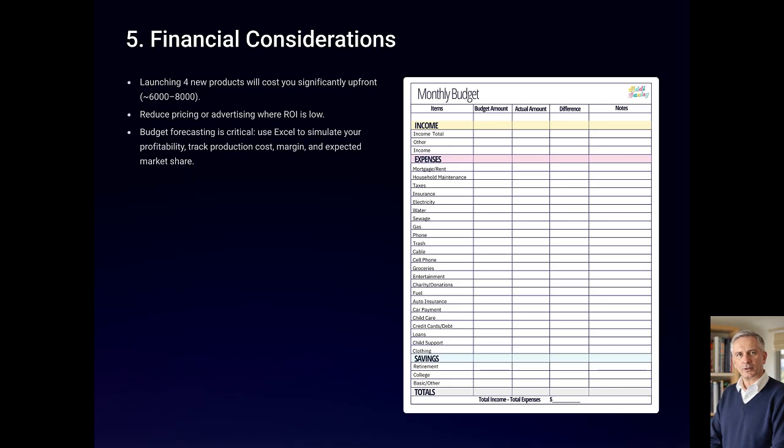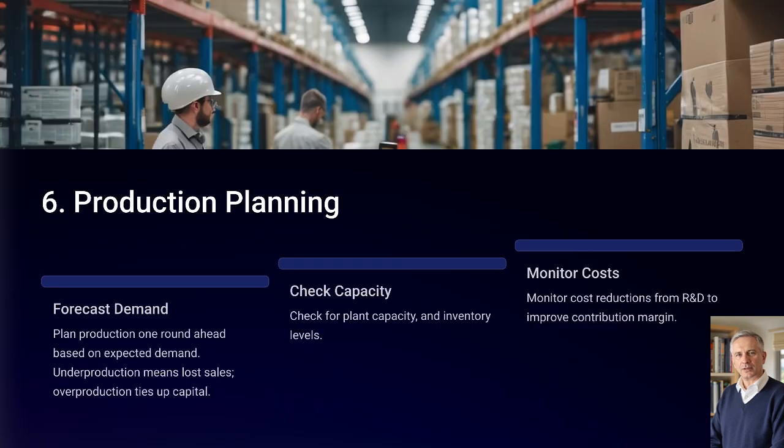Production planning. Plan production 1 round ahead based on expected demand. Underproduction means lost sales, overproduction ties up capital. Check for plant capacity and inventory levels. Monitor cost reductions from R&D to improve contribution margin.